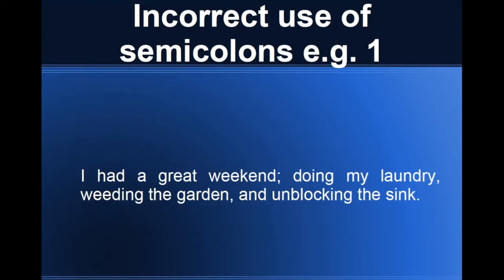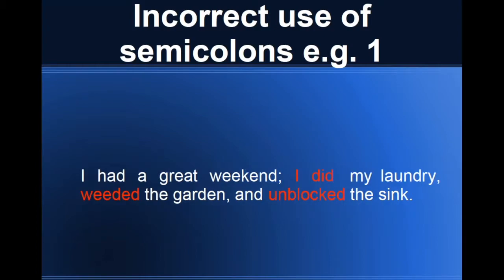First example, I had a great weekend, doing my laundry, weeding the garden, and unblocking the sink. So, as you can see, there shouldn't be a semicolon here because the second part of the sentence is not independent. So, what you would need to do is make it independent. You need to, in this case, repeat the subject and make each of the verbs in the past tense. And then you have a possible sentence there. That could be a separate sentence, and it comes after a semicolon, so that's fine.